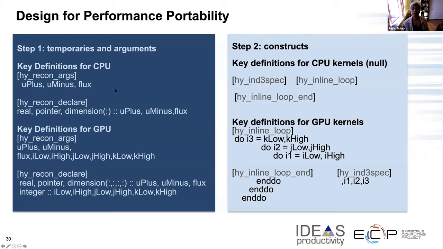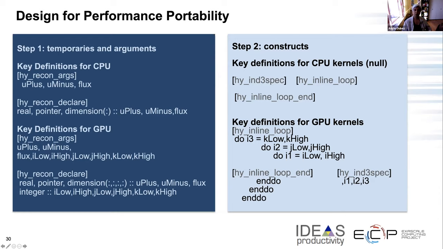The second part of it is that I need to have different definitions for the constructs also. There are some constructs that are only needed for the GPU kernels, whereas some constructs are needed for both CPU and GPU. In this instance, I picked up the definitions that need explicit definitions only for the GPU. So we make provision for null implementations, which means when these keys are encountered by the translator, they're simply ignored.